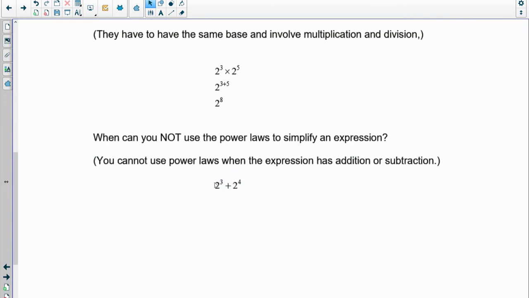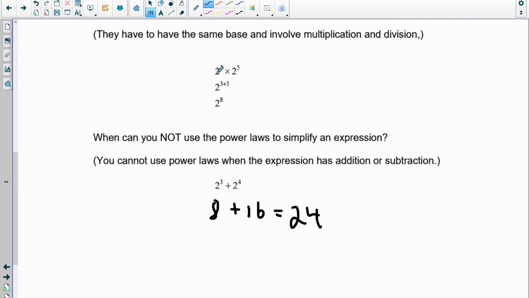So 2 to the 3 plus 2 to the 4, because they're not related by multiplication, these two things can't go together. Right? If you just do the calculations, you'll find out that 2 to the 3 becomes 2 times 2 times 2, which is 8, and 2 to the 4 is 16. 8 plus 16 gives you 24.